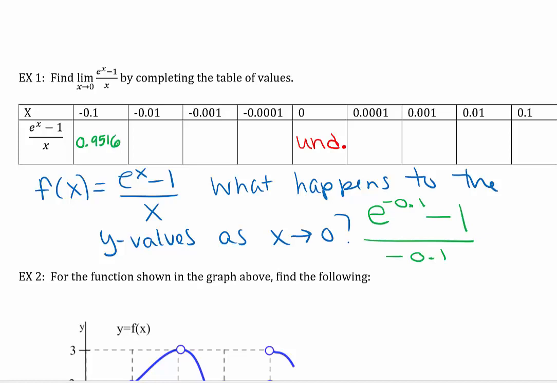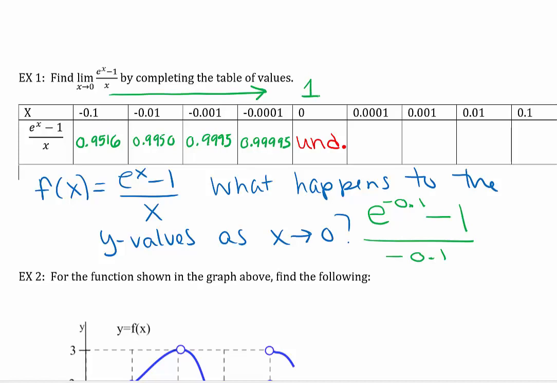And then I'm going to do the same for the rest of these given x values. And when I plug in negative 0.00001, I actually got 4 9s followed by a 5. And so it looks like as I approach x equals 0 from the left, these y values are approaching 1. They look like they're getting closer and closer to 1.